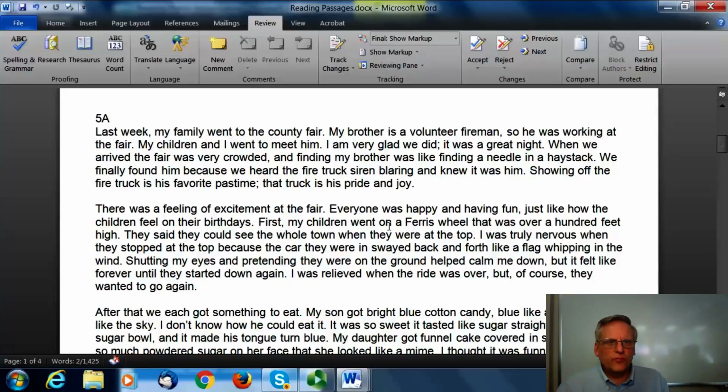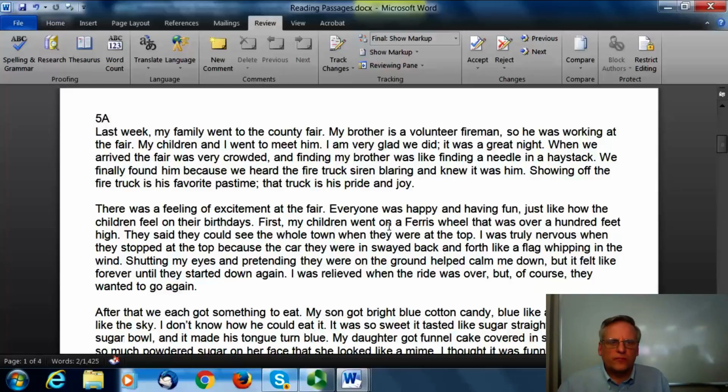Last week, my family went to the county fair. My brother is a volunteer fireman, so he was working at the fair. My children and I went to meet him. I am very glad we did. It was a great night. When we arrived at the fair, it was very crowded, and finding my brother was like finding a needle in a haystack. We finally found him because we heard the fire truck siren blaring and knew it was him.